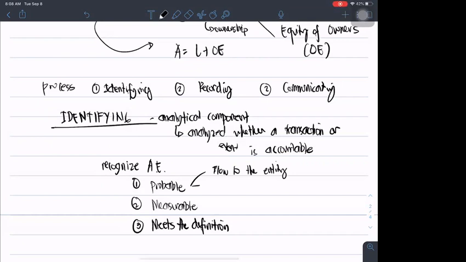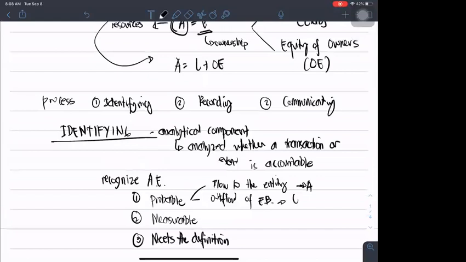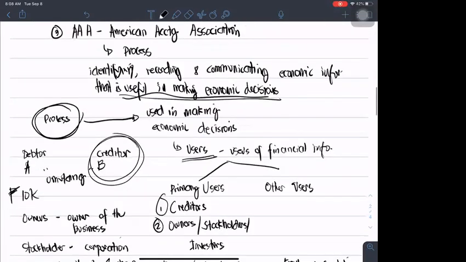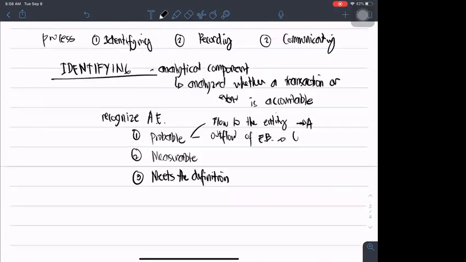Another is it is probable that there is an outflow of economic benefits. So whenever it is a flow to the entity, we consider that as an asset. If there is an outflow of economic benefit, we consider that as a liability or an expense. So when we say outflow of economic benefit, there will be a decrease of your assets. So for example, you have a liability. You have a debt, you paid your debt. That is an outflow of economic benefits. So, your economic benefits or your assets decreased.